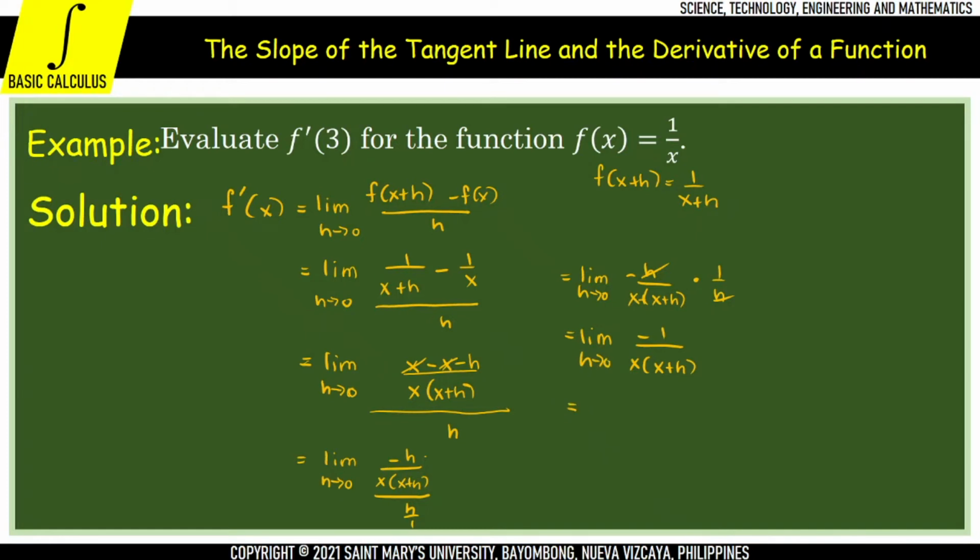We can now directly substitute 0 to h. So we have negative 1 all over x times x plus 0, which is equal to negative 1 all over x squared, meaning f prime of x is equal to negative 1 all over x squared. Which means further that f prime of positive 3 is equal to negative 1 all over 3 squared, and positive 3 squared is 9, so negative 1 all over 9. Therefore, f prime of 3 is equal to negative 1 all over 9.